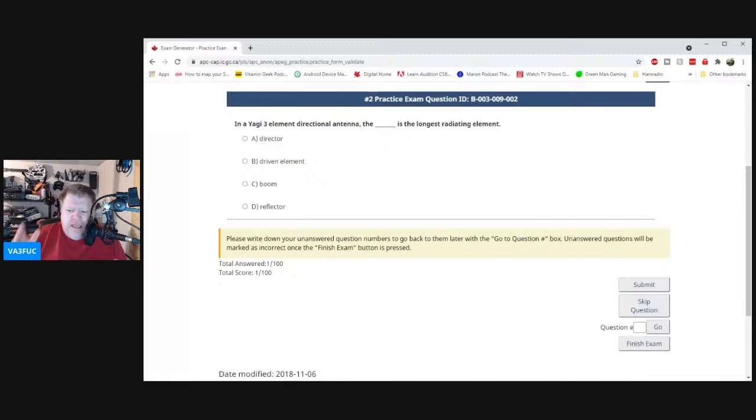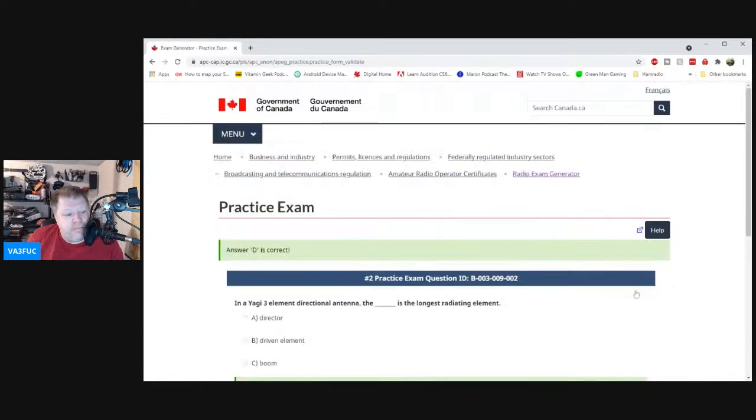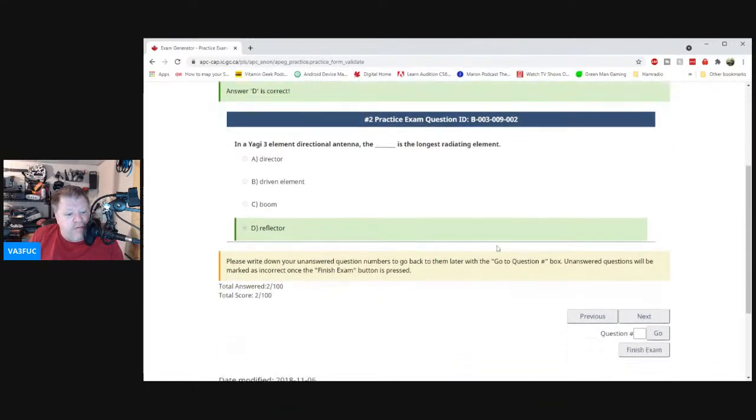A director is the front end of that Yagi, which allows you to direct your signal. So the signal will be directed into it. So the reflector, because what the reflector does is beam the signal back towards the element. So it's D, the reflector. And the reflector is at the end of the antenna to direct the signal. So yeah, D is correct.